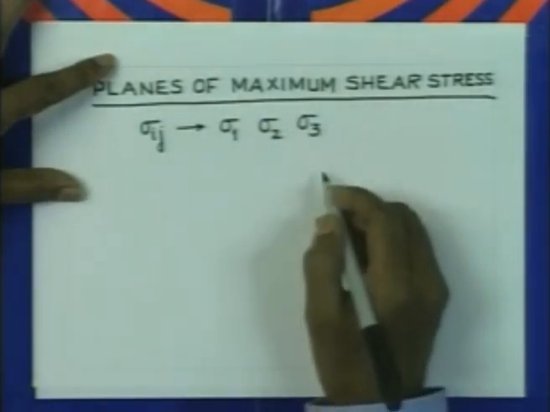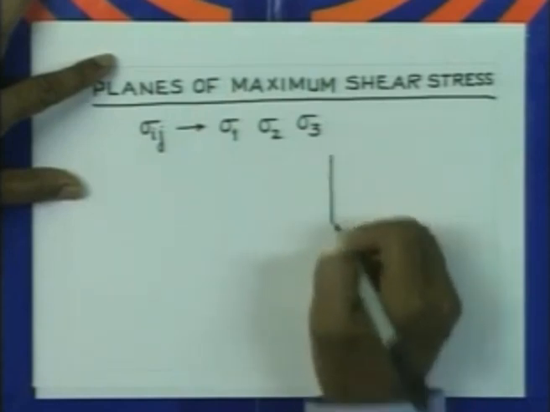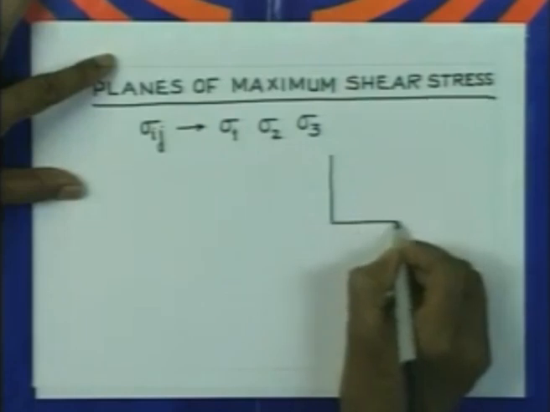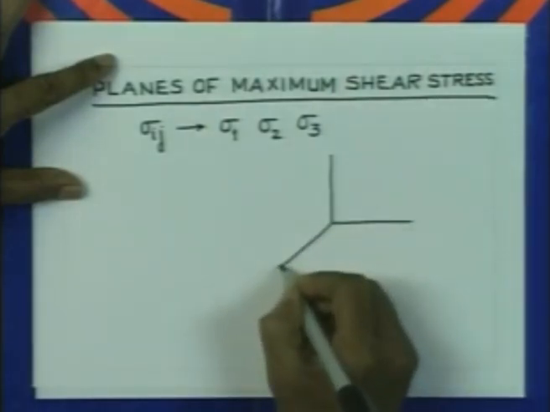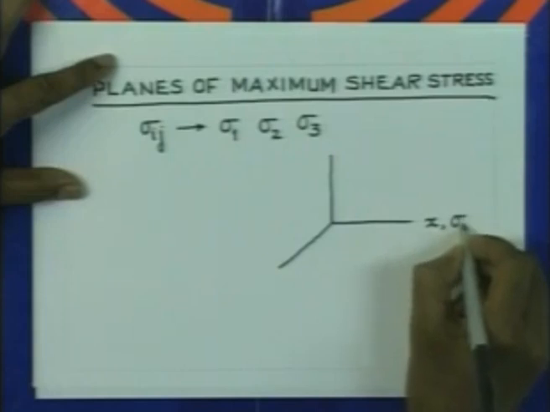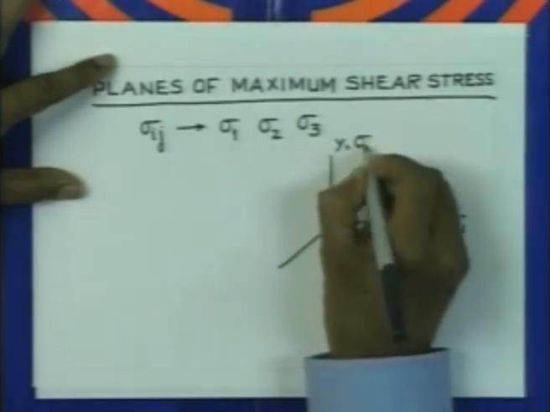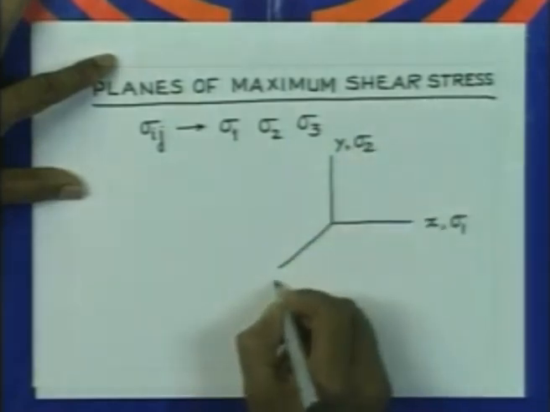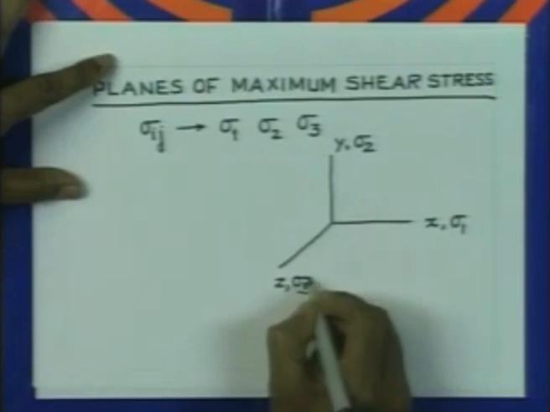Now, we would like to consider as reference the three principal directions. So, these are the principal directions. Now, x is coinciding with sigma 1 and this y, let us say, is coinciding with sigma 2 and this z coinciding with sigma 3.